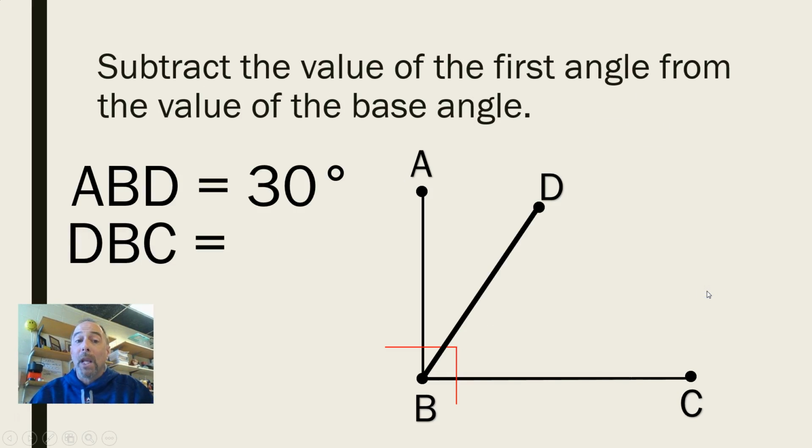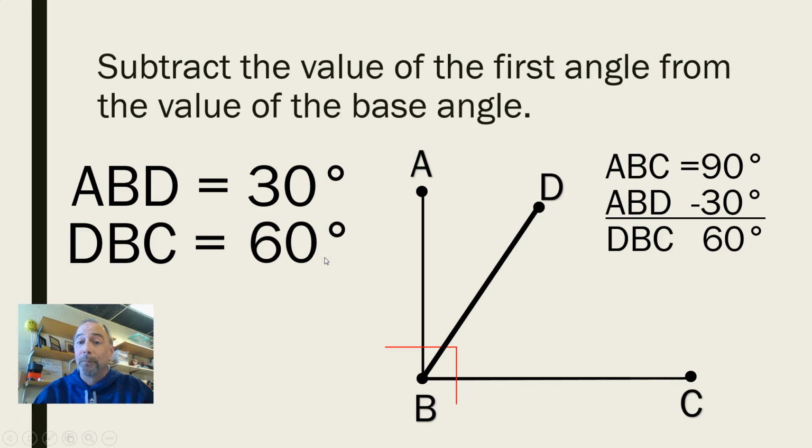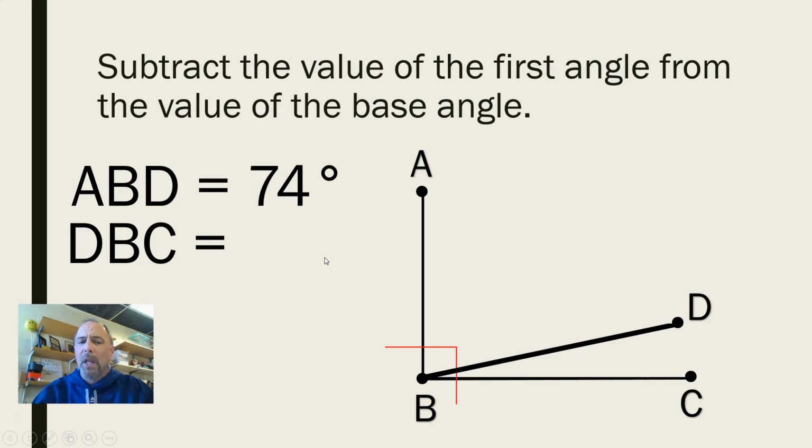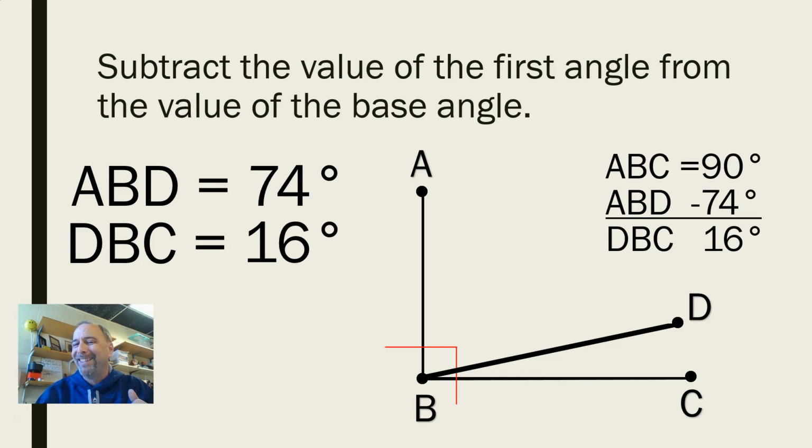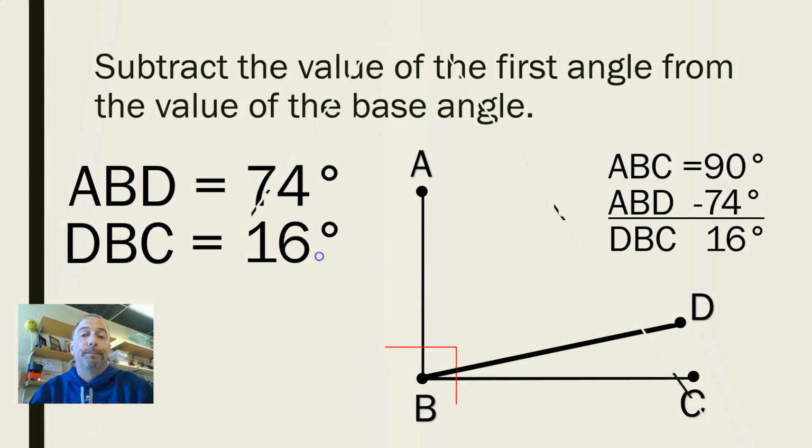Let's try this one. So ABD equals 30 degrees. I'm going to subtract 30 from 90, and I'm going to get 60 degrees, exactamum. So if ABD equals 74 degrees, that means DBC is going to equal, did you say 16? I know you did, because you're just that smart. 90 minus 74 is, of course, 16 degrees.